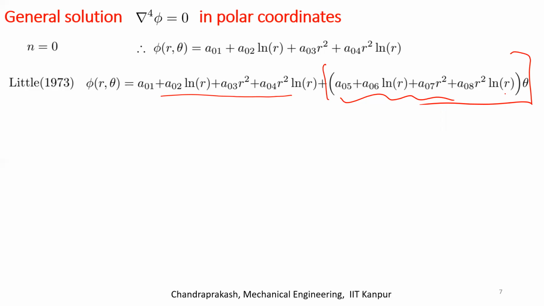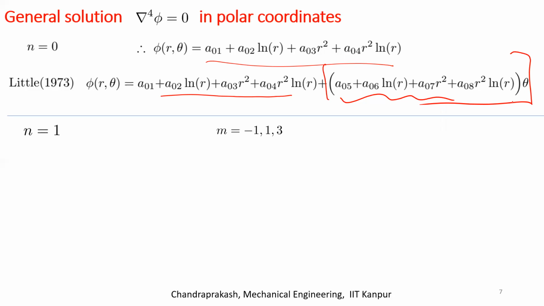Going by your usual power series method, you will only get the first 4 terms. But Little in 1973 has proved that these are the additional solutions which are possible. Hence, we will also account for these terms. Okay, so now let us see what happens when n is equal to 1. If n is equal to 1, what is m? M is plus or minus n and 2 plus or minus n. So when n is equal to 1, you get minus 1 and plus 1. And for the second expression, you will get 1 and 3.